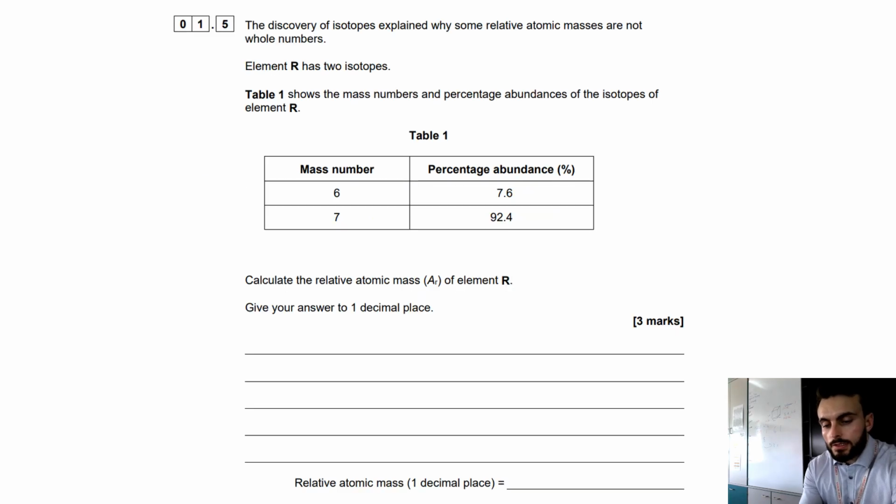So this question is talking about isotopes, which explain why some relative masses are not always whole numbers. Element R has 2 isotopes, and this table shows us the percent abundance of the isotopes. Calculate the relative mass of this unknown element R. Give your answer to one decimal place. As soon as you spot that, I would get into the habit of underlining it, highlighting it, because that's going to be where one of these 3 marks comes from. So you might get the answer and then you don't do that bit and you miss a mark.